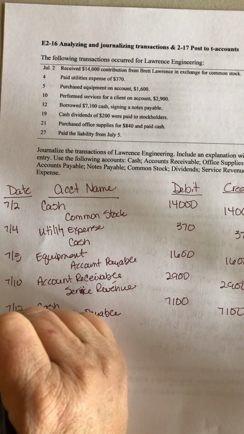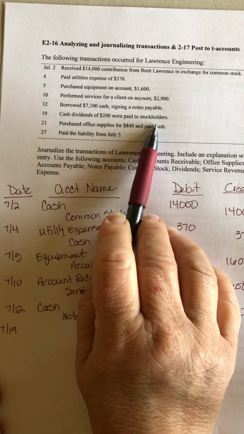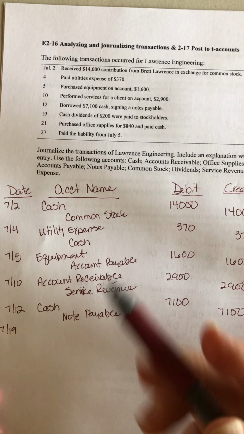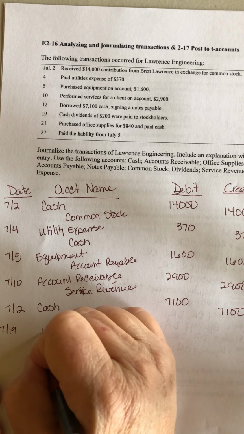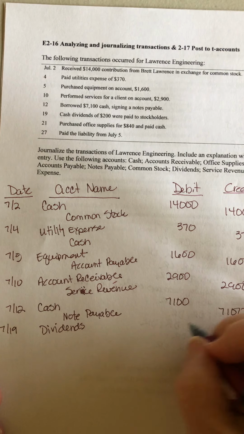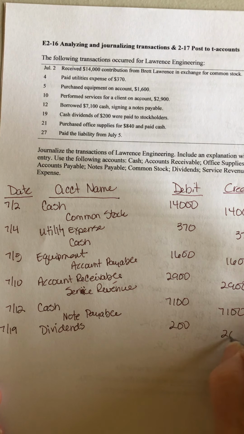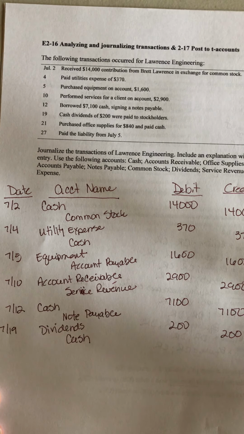On the 19th, cash dividends of $200 were paid to stockholders. All right, so this is a dividend. Dividends are recorded with a debit because they decrease equity. And cash went out the door. Cash is an asset. It's decreasing, and that's recorded with a credit.